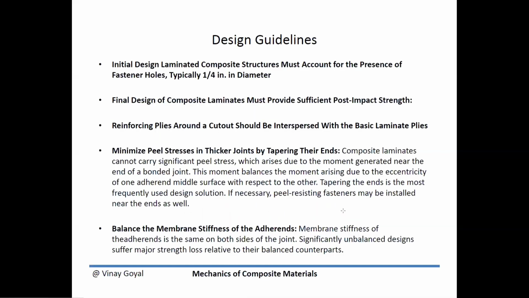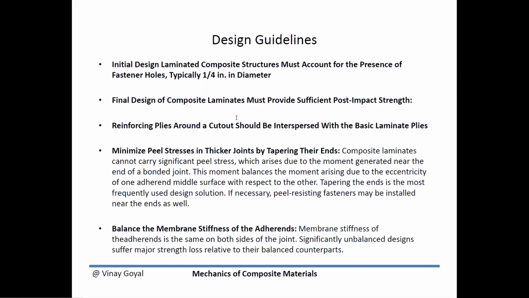Other types of design guidelines: initial design laminates should account for the presence of fastener holes. It could go from 1/4 inch to more. The final design of the composite should provide adequate support for post-impact strength. I've talked about that. If you have an impact damage event, you should have good residual strength capability to continue to operate. And if not, you want to repair the structure. Having good repair procedures, having good repairs that bring the structure back to the qualified capability of the structure is instrumental and paramount to ensuring that you have a successful structure.